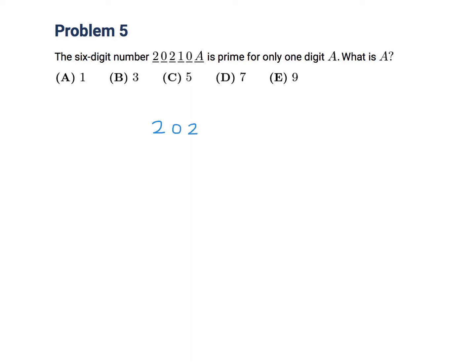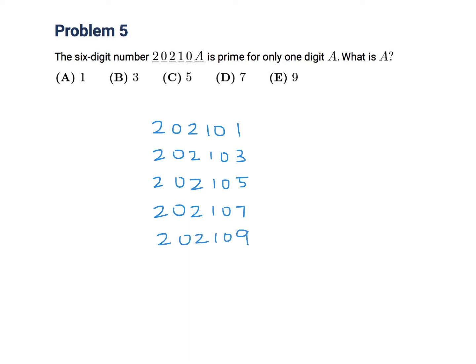So we have 2021001, 2021003, 2021005, 2021007, and finally 2021009. Okay, so which one of these is prime? Well, the first thing that screams out is that this one is immediately recognizable as divisible by 5. So that is not a prime.